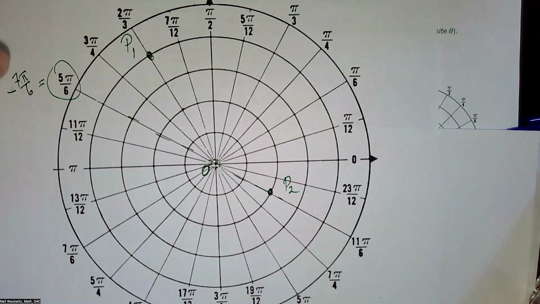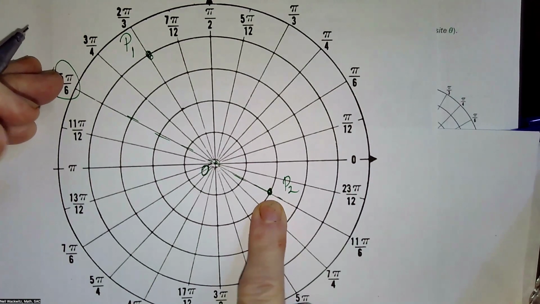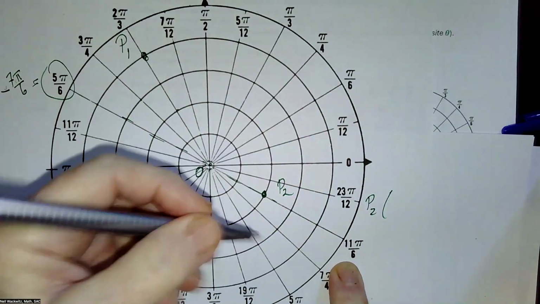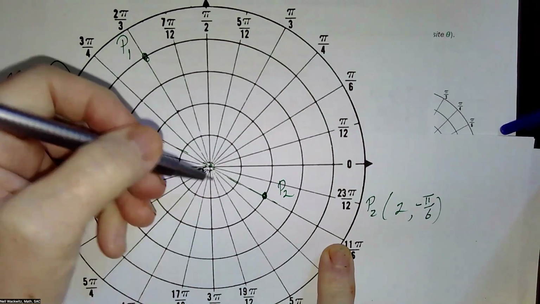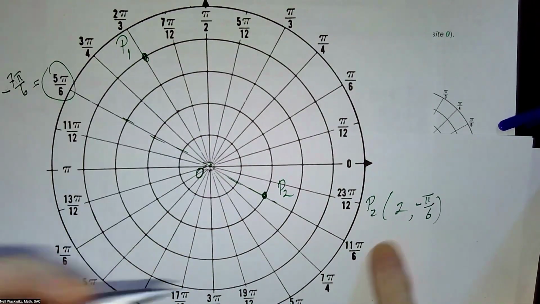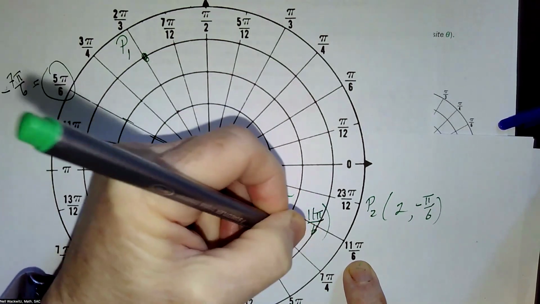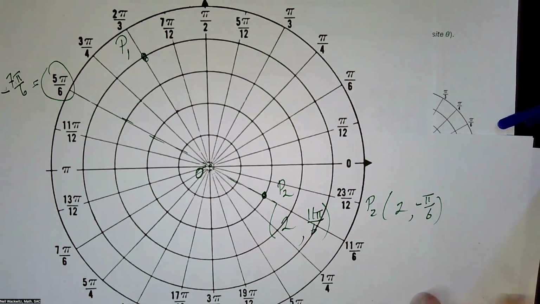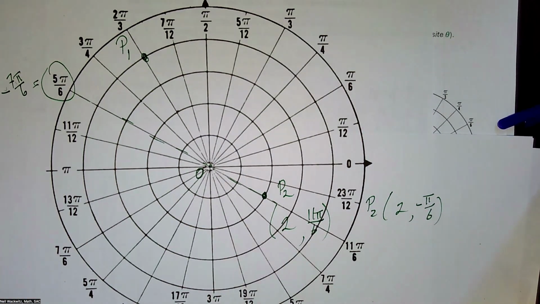Notice that points on a polar grid have many different interpretations. Like we could call P2 2, negative pi over 6, because we could go negative pi over 6 and 2 units toward it. We could also call P2 2, 11 pi over 6, positive 2. But do you see that in polar coordinates, each point has many, many different ways it can be expressed?